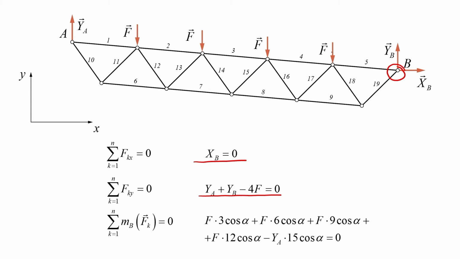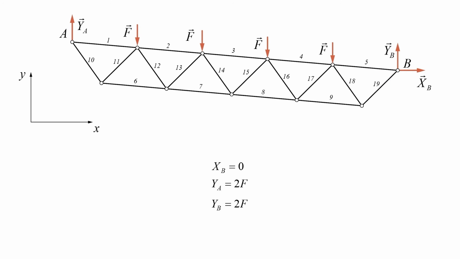The moment of the force F is equal to the product of the force's magnitude and the arm, which is equal to 3 cosine alpha. Similarly, we can determine the arms for other forces F and the reaction YA. Having solved the resultant system of equations, we thus find the bearing reactions. Now let us find the forces in the bars of the truss with the use of the method of sections.